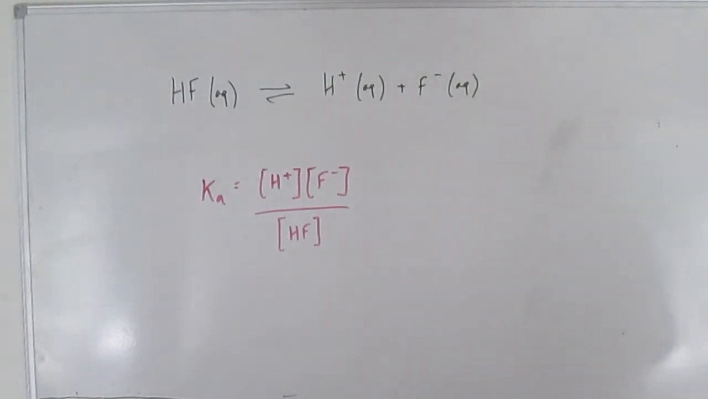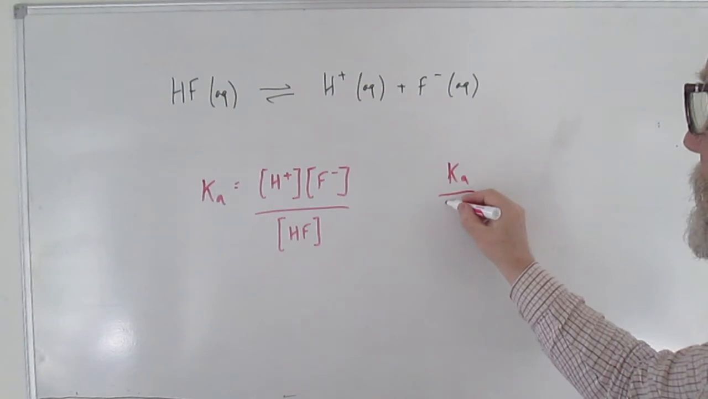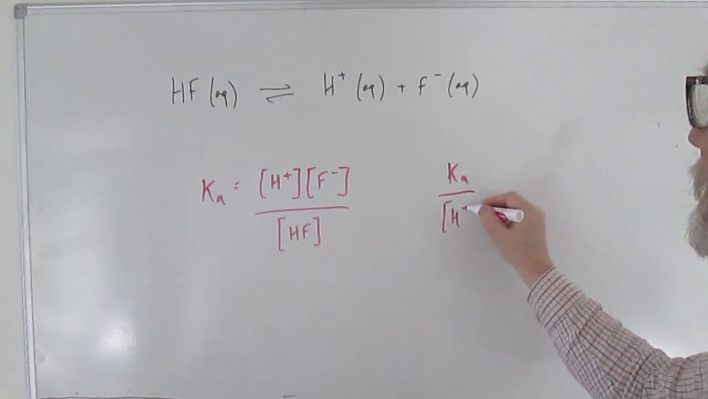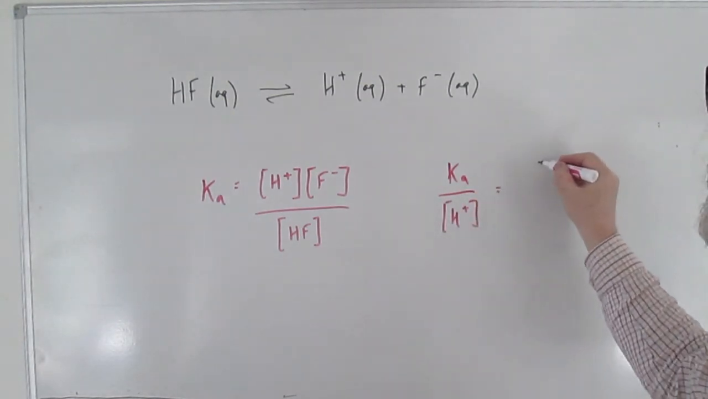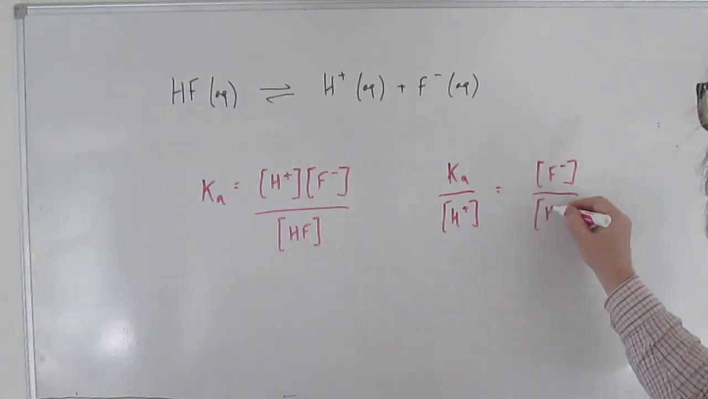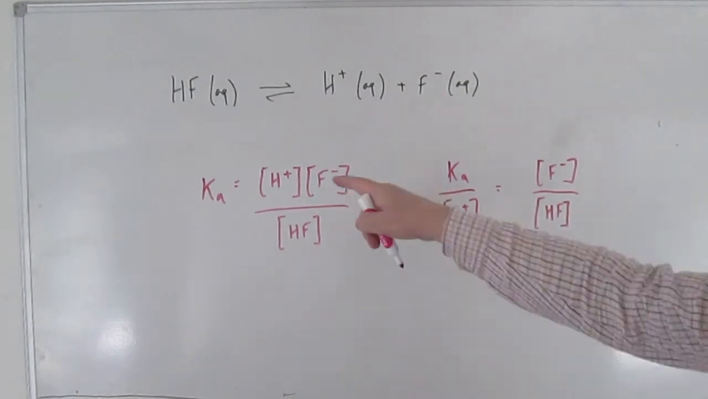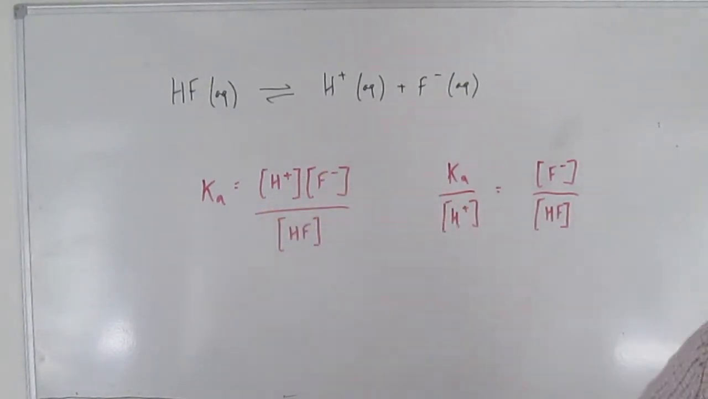Now, coming back to this definition of Ka, you can see if we rearrange it ever so slightly, we can get this, that Ka divided by [H+] is equal to [F-] over [HF]. So all I've done is slid the H+ over to that side.